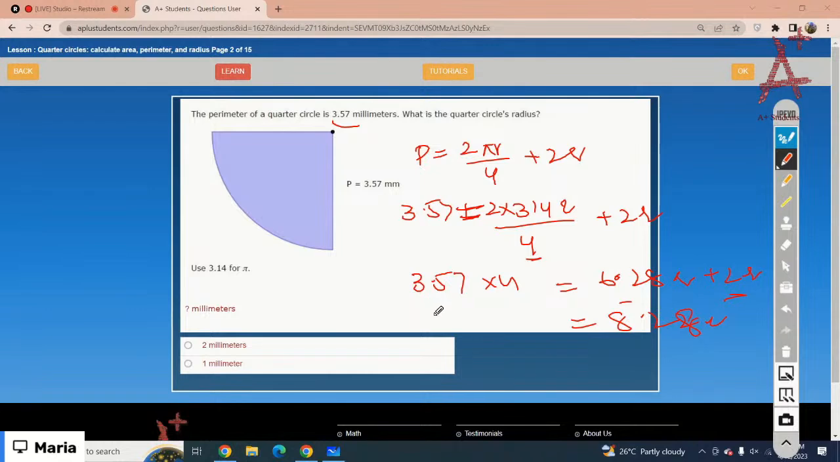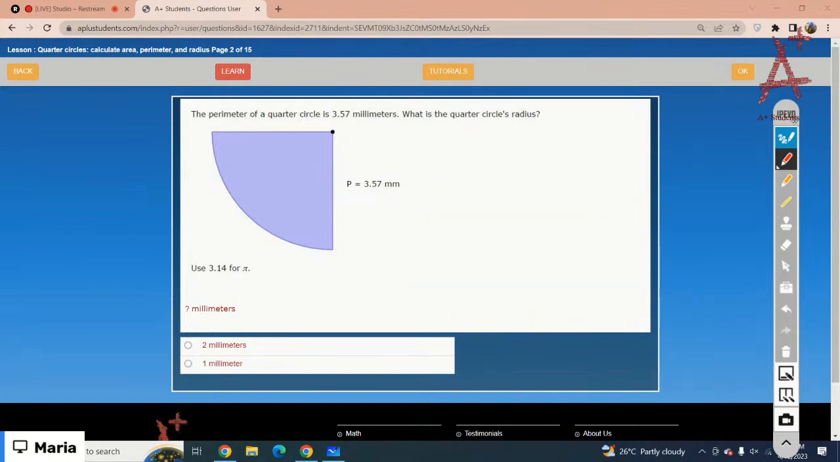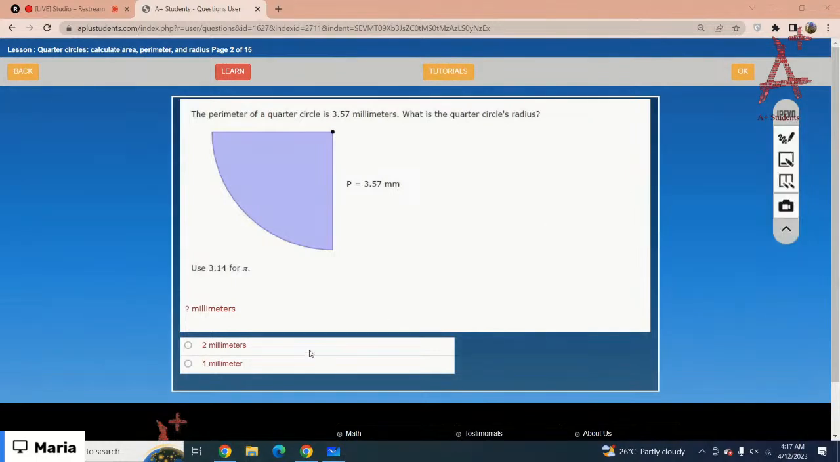14.28 and divide it by the 8.28. Got it? It would be 2, I think. Yes, that would be 2. Got it? The correct option is 2. So the correct option is 2 millimeters.